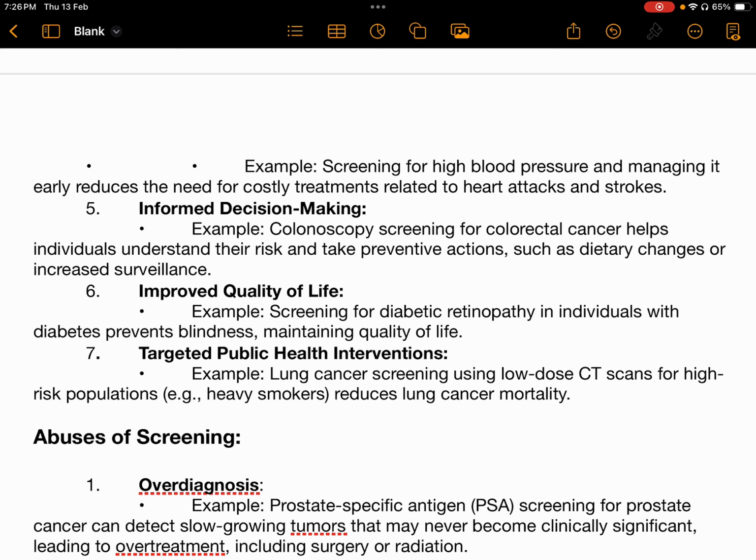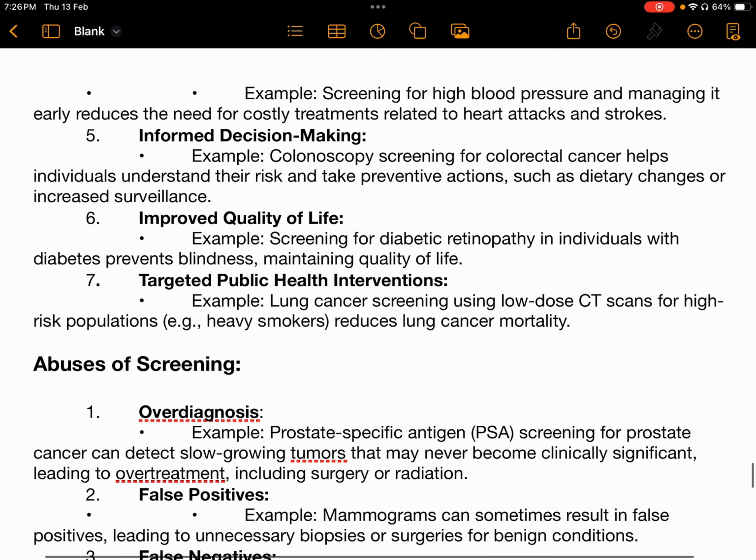Number six is improved quality of life by detecting conditions that could lead to significant morbidity if left untreated. Screening can improve the quality of life of individuals who might otherwise suffer from preventable complications. Like screening of diabetic retinopathy in individuals with diabetes prevents blindness and maintains the quality of life.